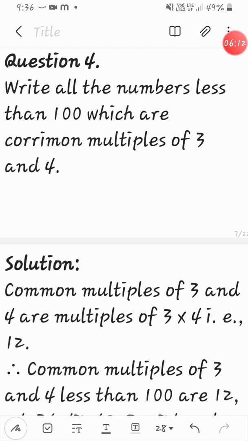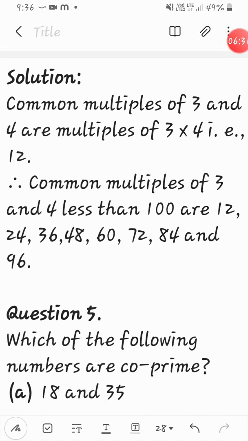Now question number 4. Write all the numbers less than 100 which are common multiples of 3 and 4. So we have to write the numbers of the 3 and 4 multiplication tables, but the answer should be less than 100. We can separately write the multiples of 3 and multiples of 4 till we reach 100. But there is a shortcut to find the common multiples of 3 and 4 without doing it separately.